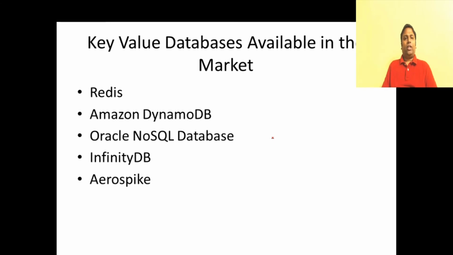And let us take a look at some of the key value databases available in the market. So we have Redis, we have Amazon's DynamoDB, Oracle also has a NoSQL database, and InfinityDB and Aerospike, and we have a lot of other key value databases, but here we have just highlighted some of them, and I have put Redis on the top with the intention that we are going to learn Redis in today's class.